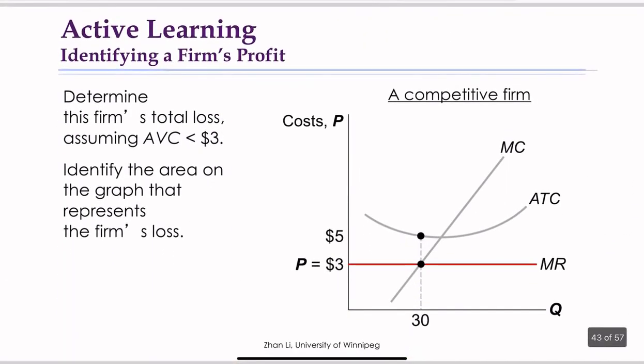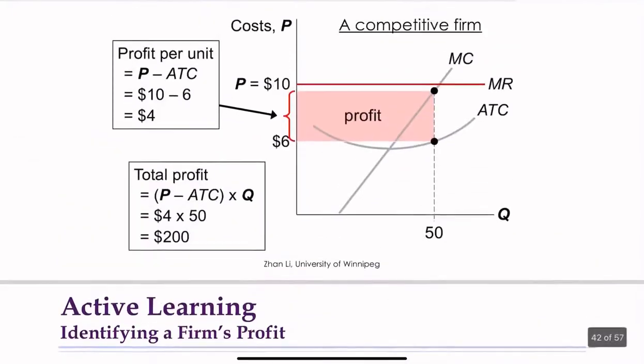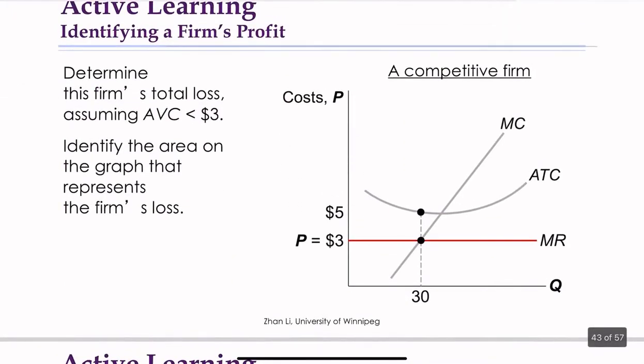Okay, second, identify the firm's... Oh, so this is a different firm, right? Yeah, this is a different firm. So determine the firm's total loss. Identify the area. Well, the total loss would be price minus average total cost times quantity, which is minus 60. And the area would be given by, first, the difference between these two numbers and the quantity. So this is the area which shows us the loss of this firm.